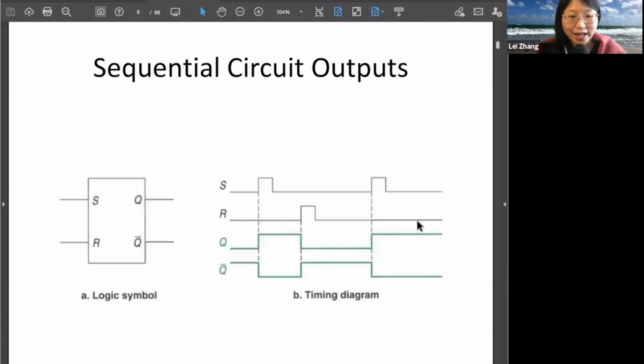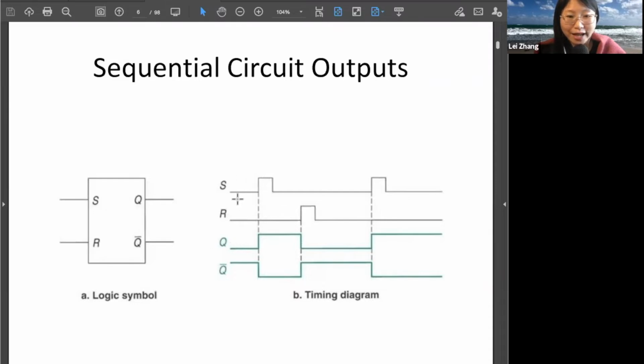This is the logic symbol and the timing diagram. For the inputs, we have S and R. S is the set input and R is the reset input. For the outputs, we have Q and Q naught, complementary outputs, so they are always opposite to each other.